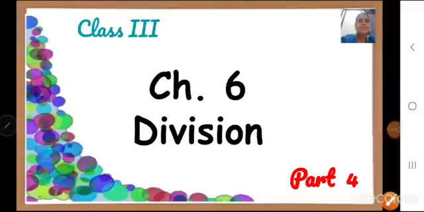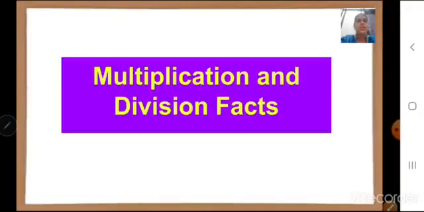Ram children, let us continue with chapter number 6, division. Today we are going to learn multiplication and division facts. So first we are going to revise the terms used in multiplication and division. This we already have done. Okay, we have to first revise that.